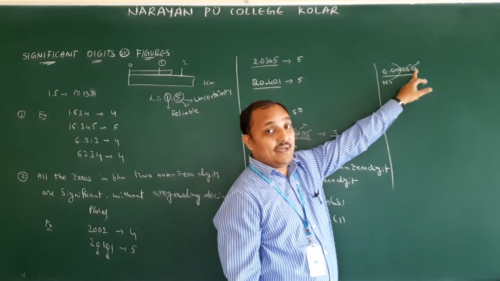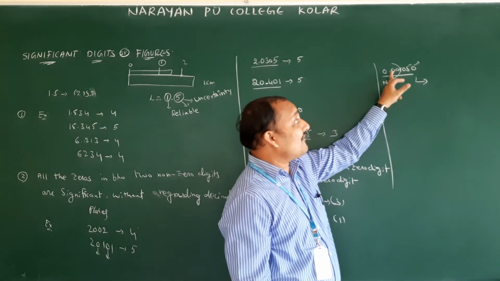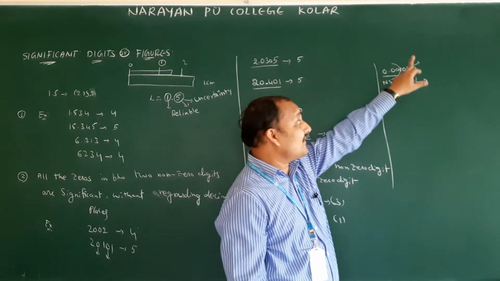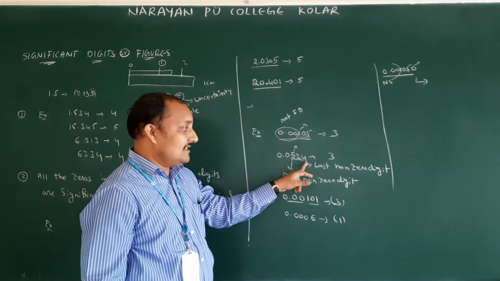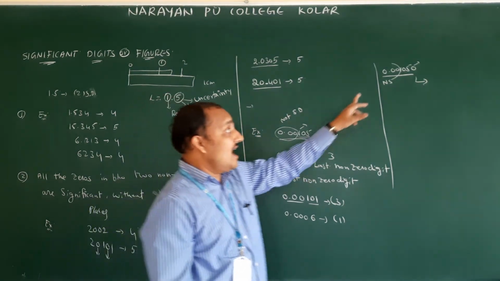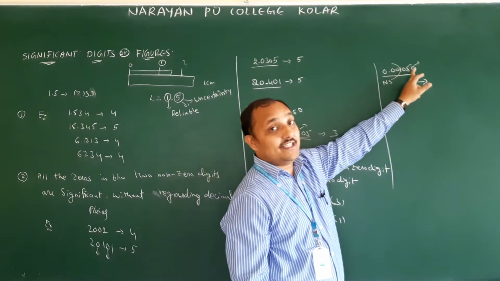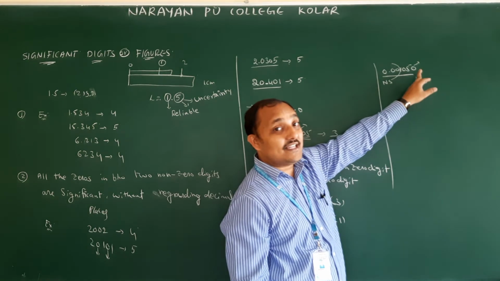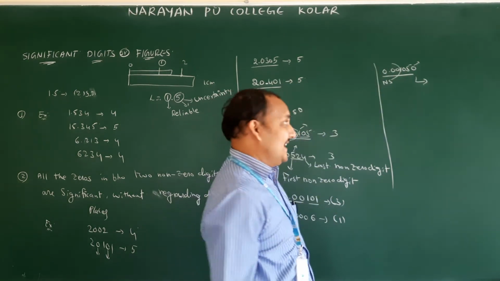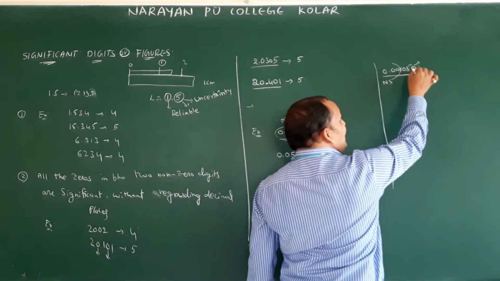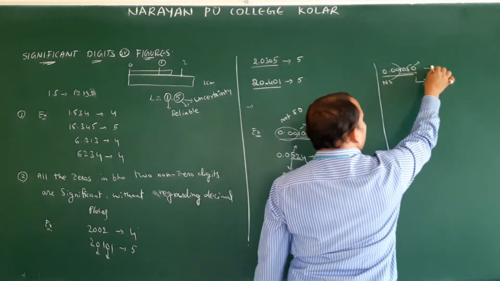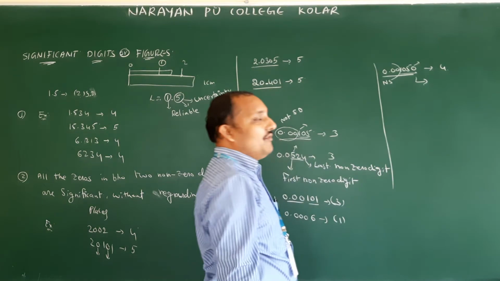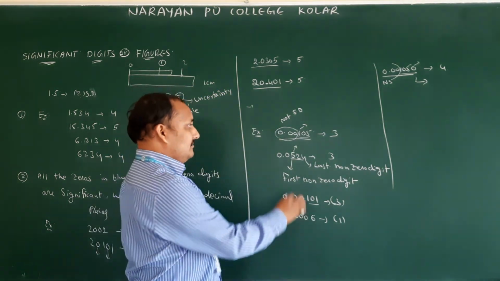Now this 0 is a zero after the decimal place and after the last non-zero digit. So here, this is the last non-zero digit. After the last non-zero digit, any 0 that is there will be a significant digit. Therefore, this 0 is significant. So in this, how many significant digits are there? 4 significant digits.